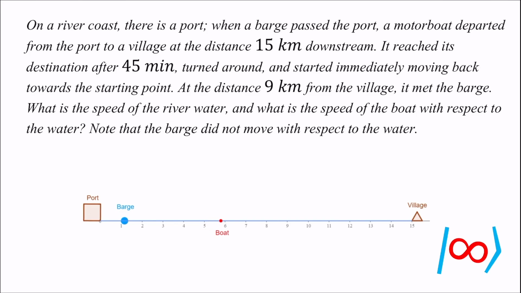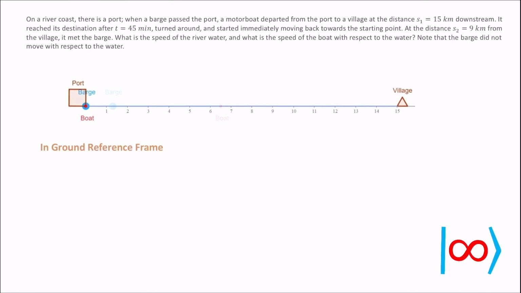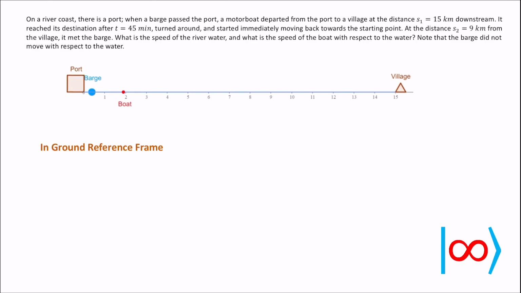What is the speed of the river water, and what is the speed of the boat with respect to the water? Note that the barge did not move with respect to the water. Give this problem a try. We'll try to solve this problem in two ways.